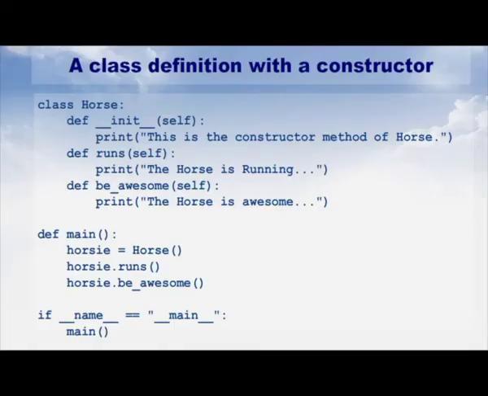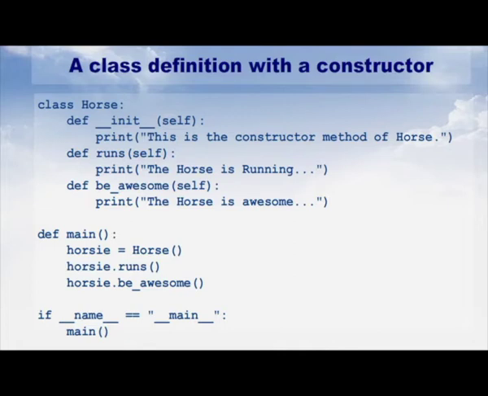Please see the figure. In this diagram, you see a listing of the program, where we have defined a class called horse, but this time the change is that we have added an init method to the class horse as the first method, and the other two methods remain the same, that is the runs and the be awesome.